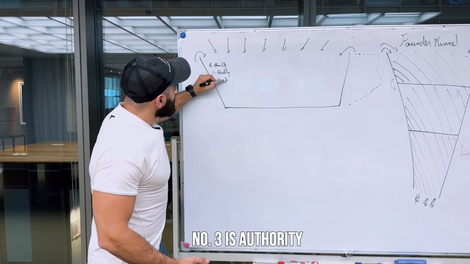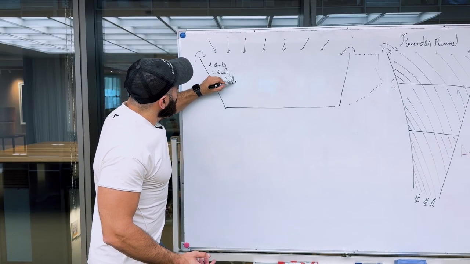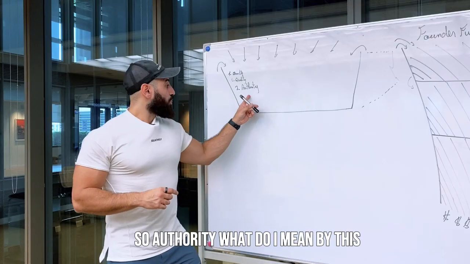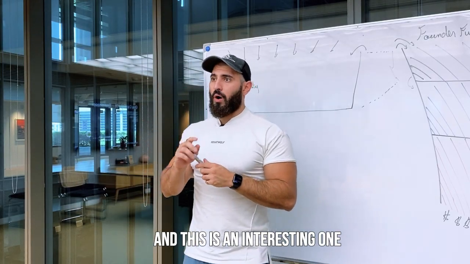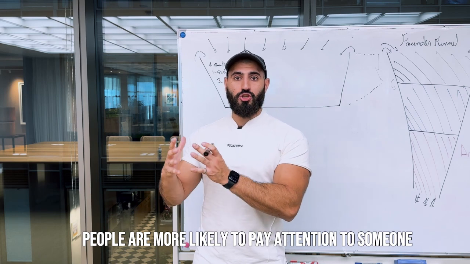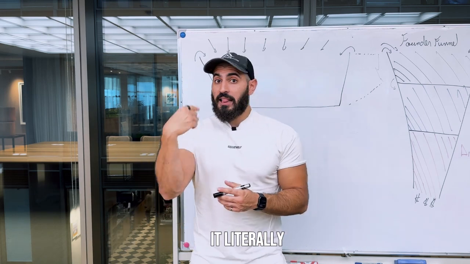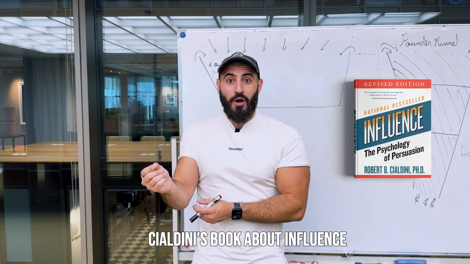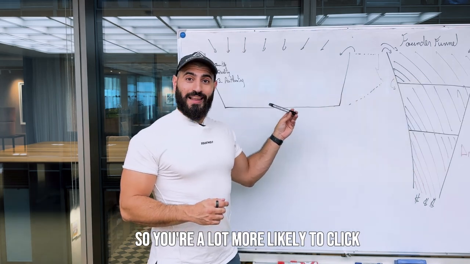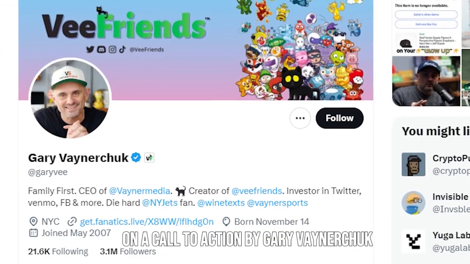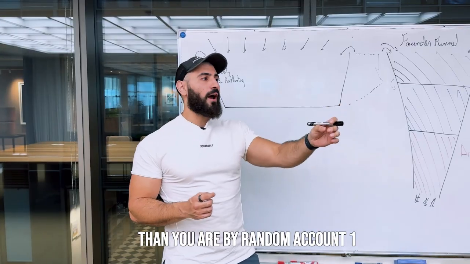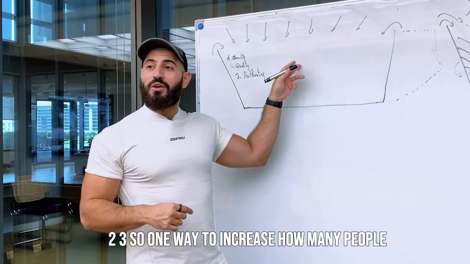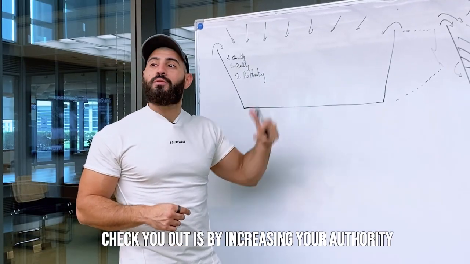Number 3 is authority. So authority, what do I mean by this? And this is an interesting one. People are more likely to pay attention to someone they deem as authoritative. It literally is one of the 7 principles of influence from Robert Cialdini's book about influence. So you're a lot more likely to click on a call to action by Gary Vaynerchuk than you are by a random account 123. So one way to increase how many people check you out is by increasing your authority.